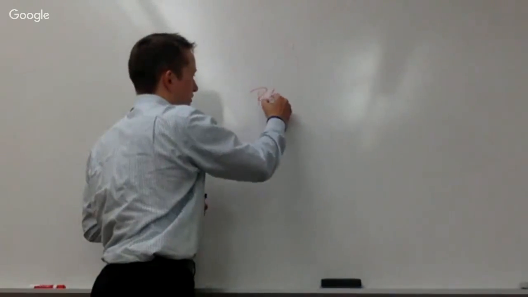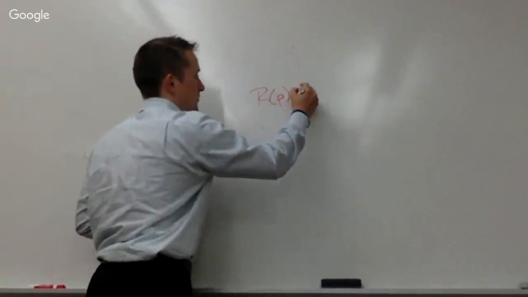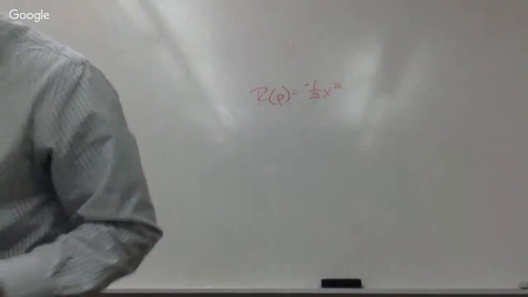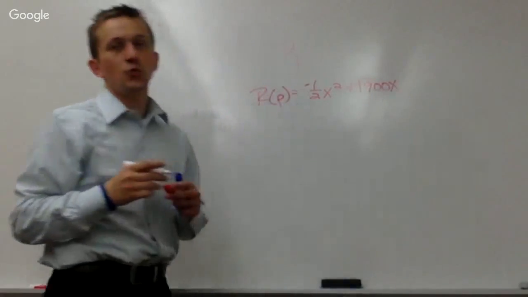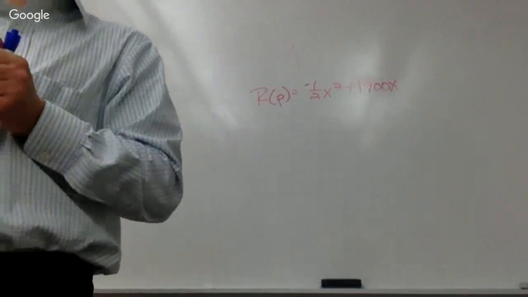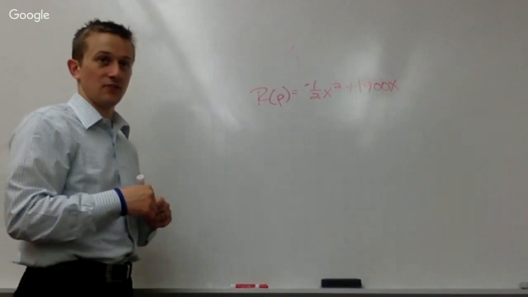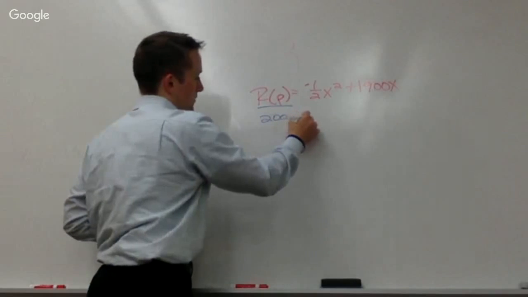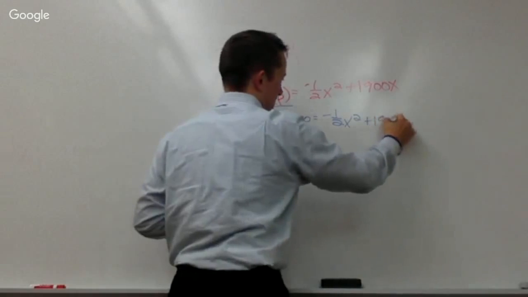Yeah, so first off, I know you know, but just in case everybody else doesn't know, we'll say R(p) equals -1/2 x squared, where x is p, plus 1900x. And then it says, what is the unit price when the revenue is 200,100? Where does 200,100 go? R(p). So we're going to make that 200,100 equals -1/2 x squared plus 1900x.